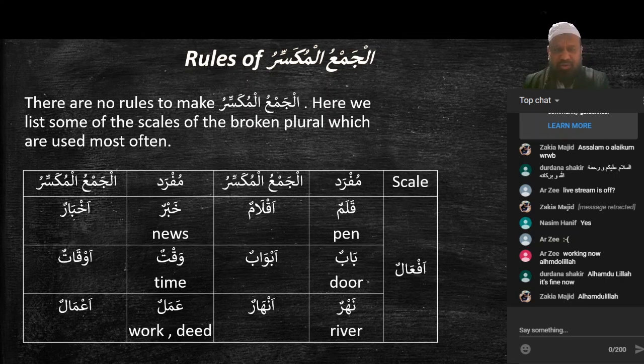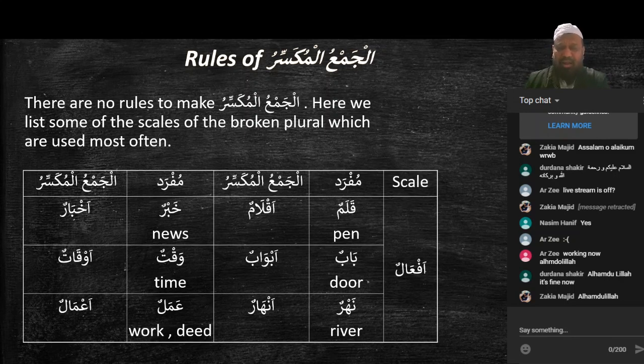Rules of al-jam al-mukassar. We just learned that there are no rules, just to make sure again. There are no rules to make al-jam al-mukassar. Here we list some of the wazn scales of the broken plural which are used most often. Many jam al-mukassar will fall under these patterns. Here are just a few examples, but in our notes there will be more examples.